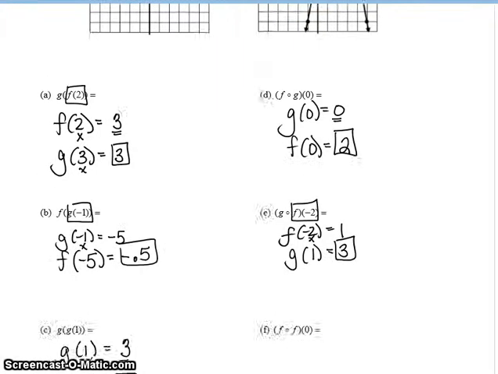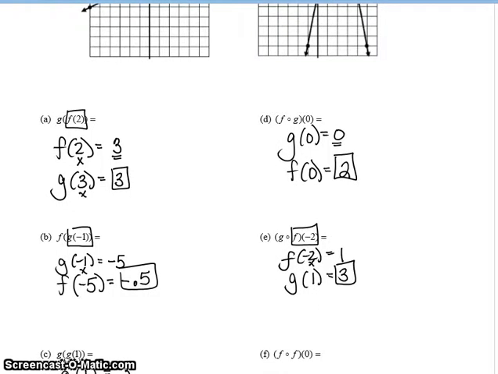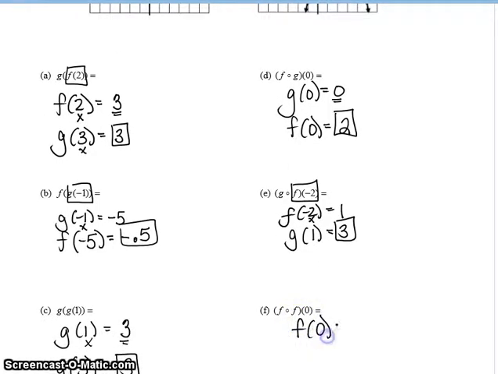The last one here, you're going to do f of 0 first. So go to the f function and look at 0, and you go up and you're at 2. Now you're going to take that 2 and plug that in the f function again. So evaluate, go over 2 on the f function, and you're going to be at a 3. That's your y value.